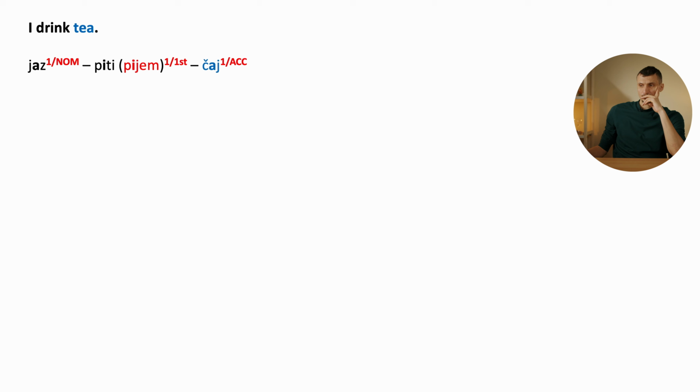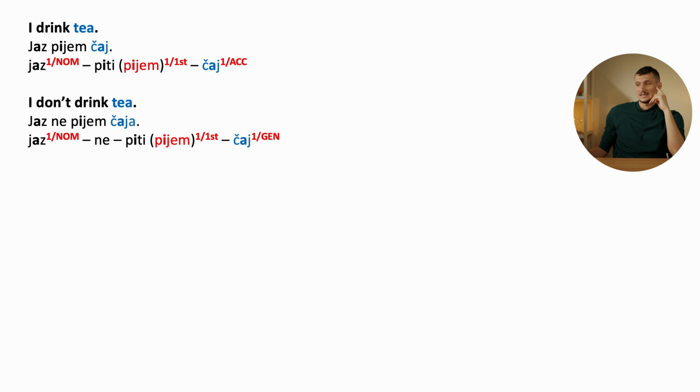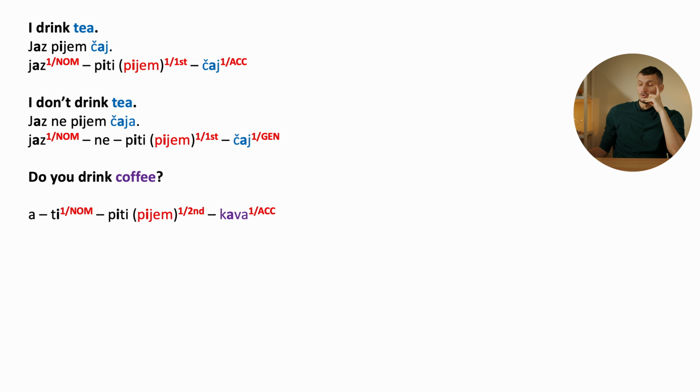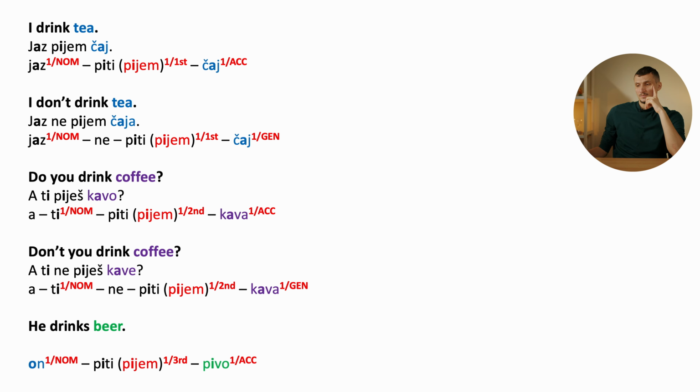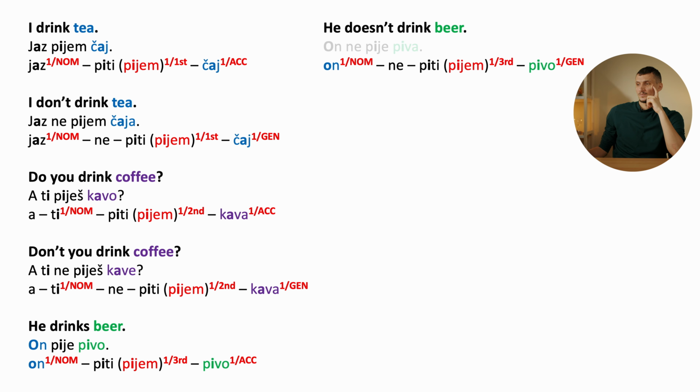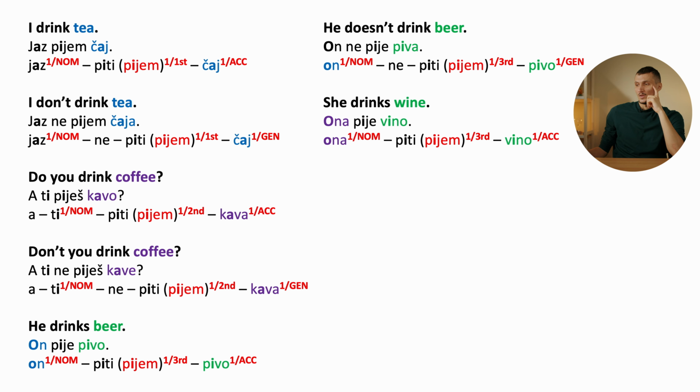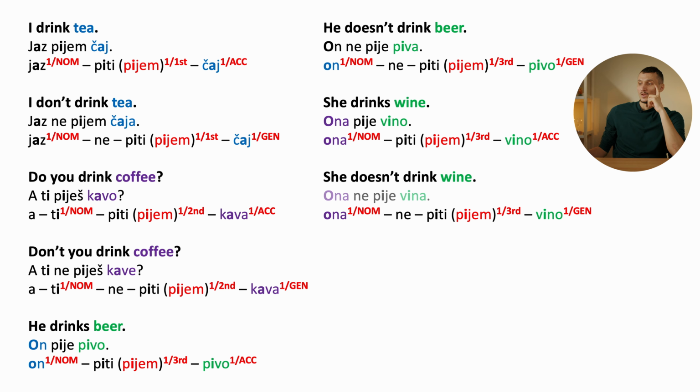I drink tea. Jaz pijem čaj. I don't drink tea. Jaz ne pijem čaja. Do you drink coffee? A ti piješ kavo? Don't you drink coffee? A ti ne piješ kave? He drinks beer. On pije pivo. He doesn't drink beer. On ne pije piva. She drinks wine. Ona pije vino. She doesn't drink wine. Ona ne pije vina.